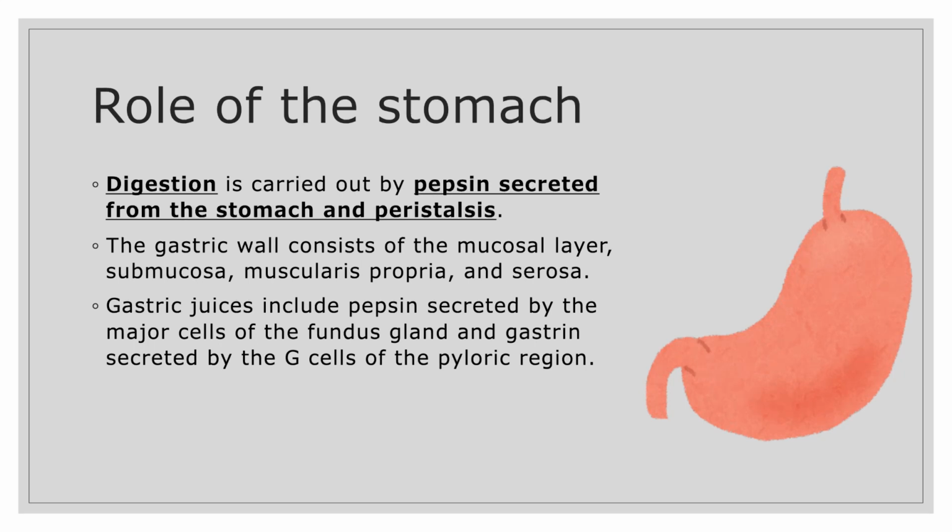Explain the role of the stomach. The stomach secretes a variety of digestive enzymes. Among them, digestion is carried out by pepsin, which is secreted by the principal cells of the fundus gland, and by peristalsis of the stomach. The wall of the stomach consists of the mucosal layer, submucosa, muscularis propria, and serosa from the surface that can be observed by endoscopy.